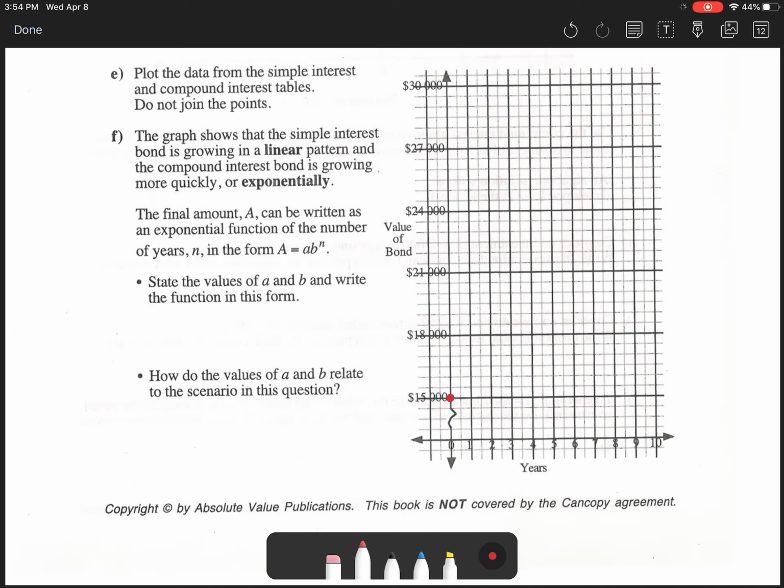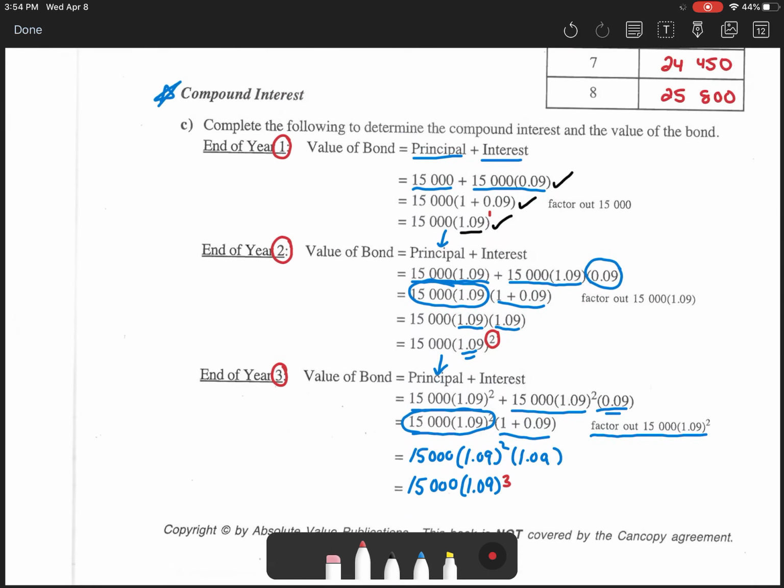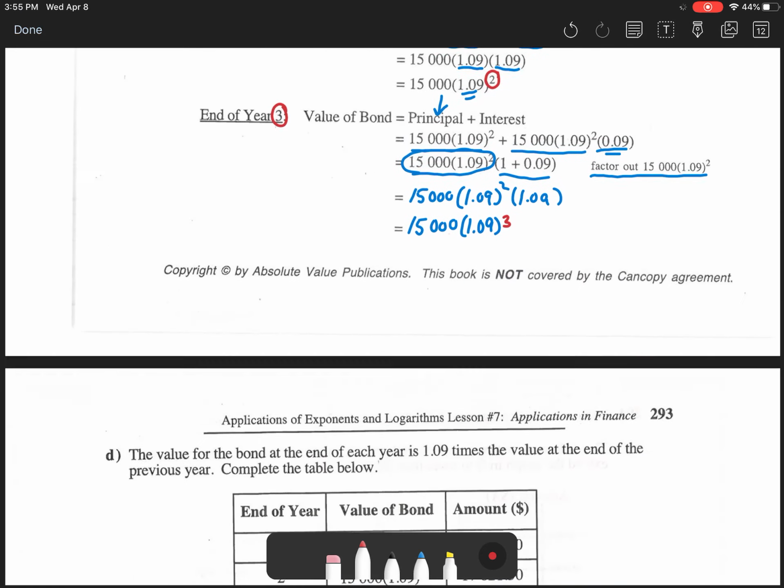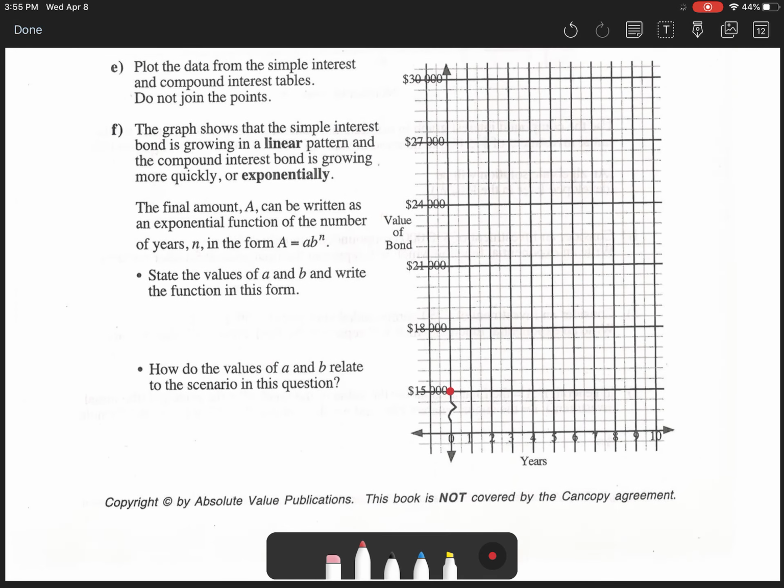So 15,000. I'm getting these points from the table. The first one would be 0 and 15,000, because at time 0, before I've done anything with the bonds, I started with $15,000. Then I would go to end of year 1, so 1 comma 16,350. That comes from the table of simple interest on the previous page, page 292. If you're confused where I'm getting that from, it is right here. So this will be the first point, and then I'm just going to be plotting all of these points individually, where end of year is going to be my x value, and this will be my y value. That's where I'm getting the ordered pairs from on the graph here.